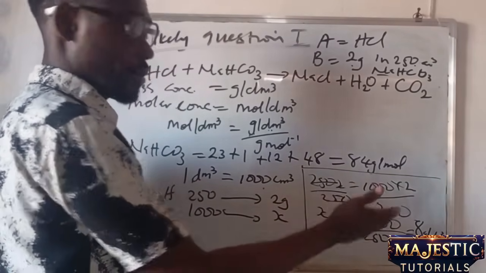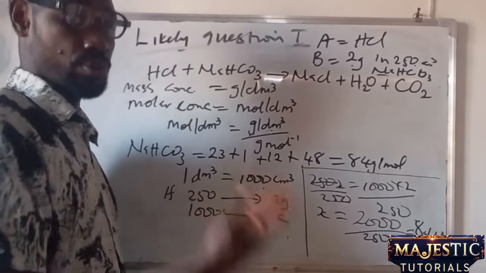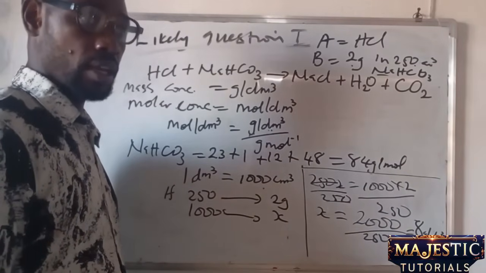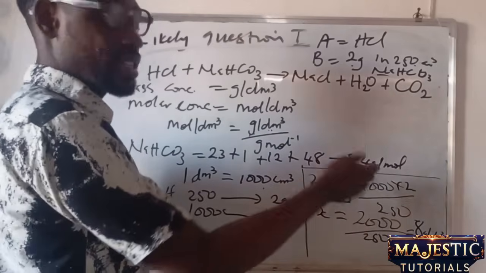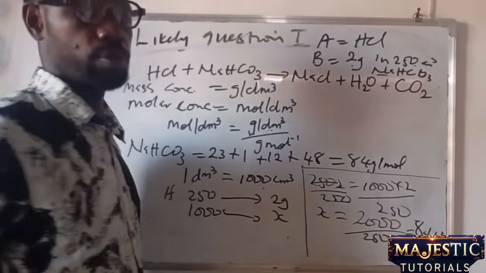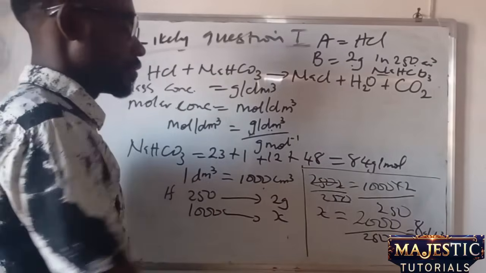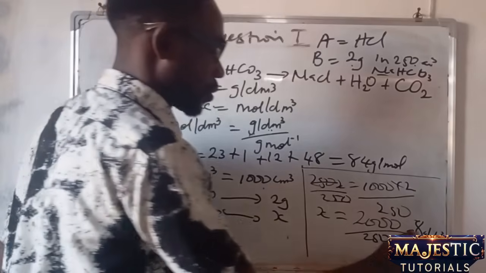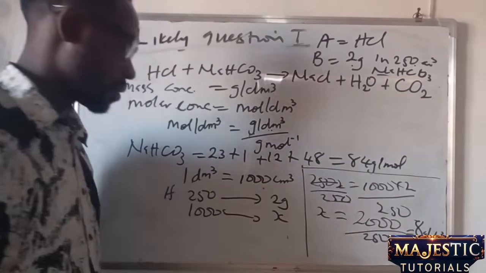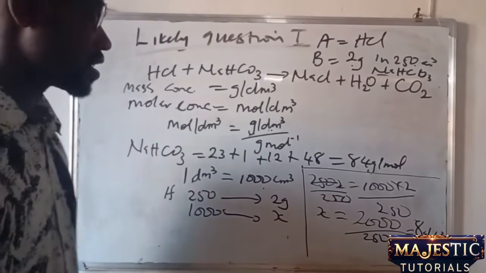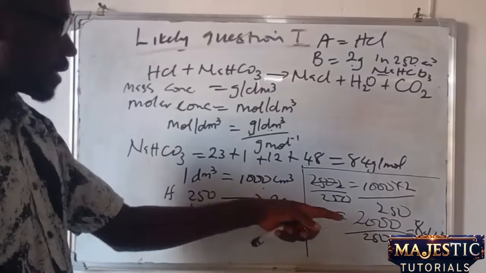2000 divided by 250. So this is where you can now use the generalization of the formula, which says that gram per dm cube is equal to 1000 times mass given all over volume given. So at the end, if you say 2000 divided by 250, it will give us 8 grams per dm cube. So this is the mass concentration.